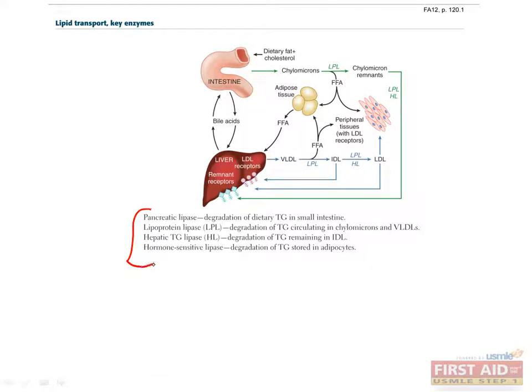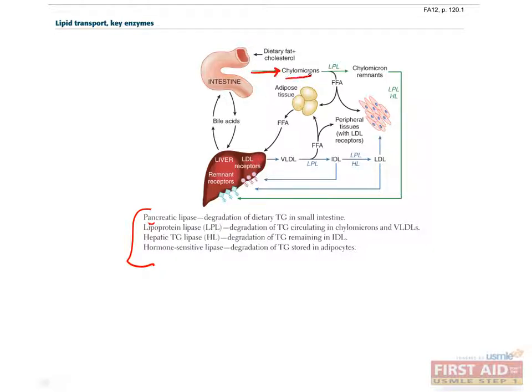There are several key enzymes in lipid transport. Pancreatic lipase degrades dietary triglycerides in the small intestine. Specifically, it cleaves triglycerides at positions 1 and 3, giving rise to free fatty acids and monoacylglycerol. These can then enter the enterocytes and re-esterify into a triglyceride that can be exported in a chylomicron.